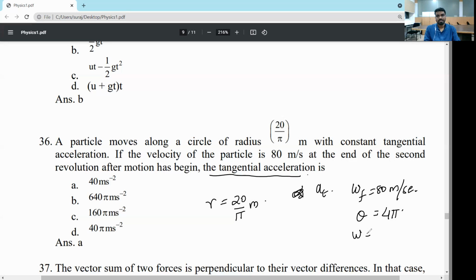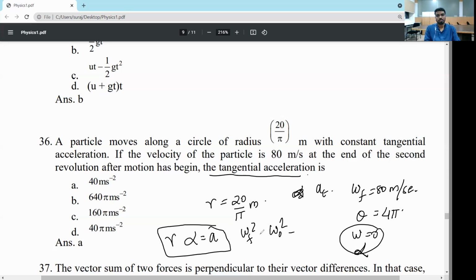Initial velocity is given, let's say 0. I can find alpha. Once you get alpha, a is equal to r alpha. Here, how to get alpha? Omega final whole square minus omega naught whole square is equal to 2 alpha s. With this you get alpha, and alpha into r gives the tangential acceleration.